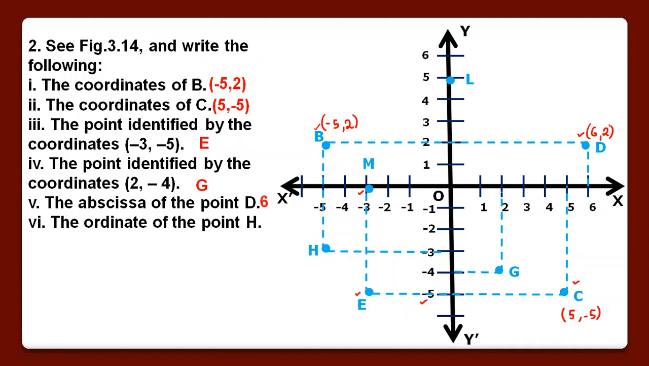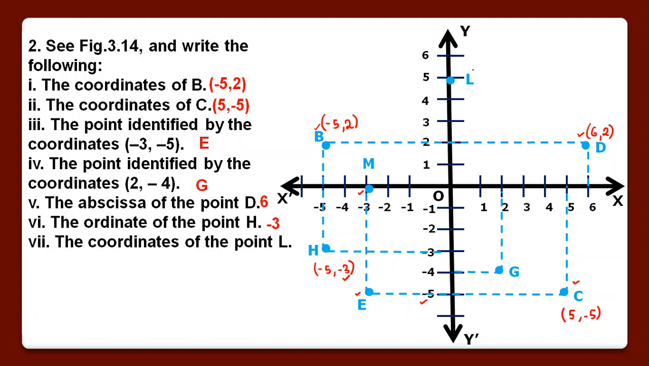Sixth part is the ordinate of point H. First of all we have to write the coordinates. X coordinate is -5 and y is -3. So उसका ordinate क्या होगा? -3. In this way.